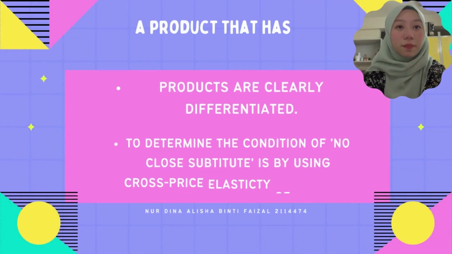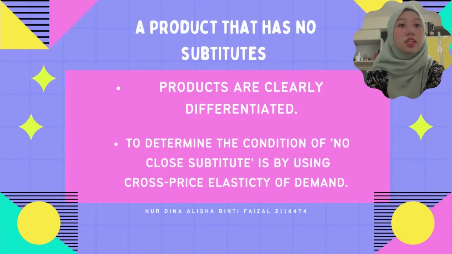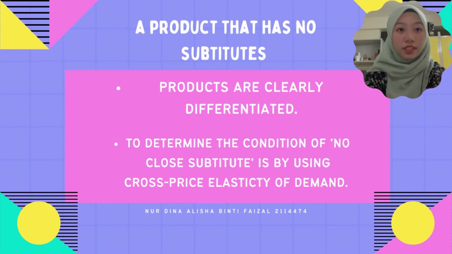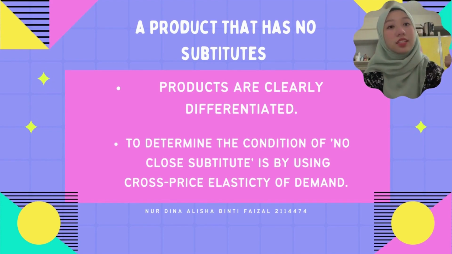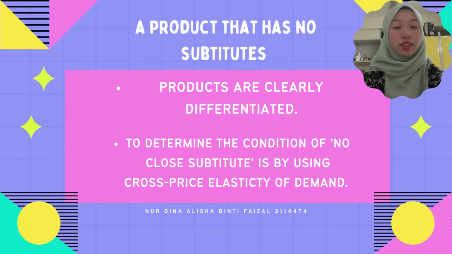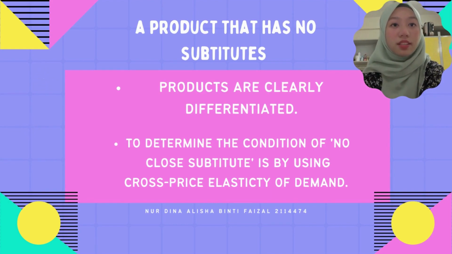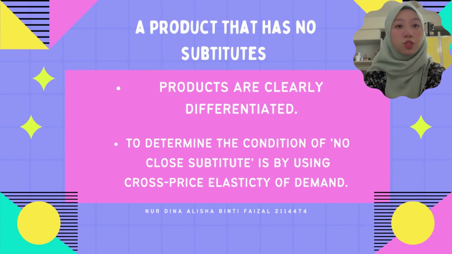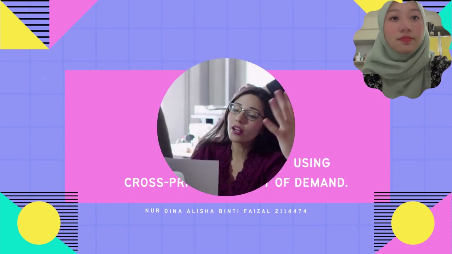Second, the monopolists produce products that have no close substitute, meaning the products are clearly differentiated and unique. Thus, the way to determine the condition of no close substitute is by using cross-price elasticity of demand.